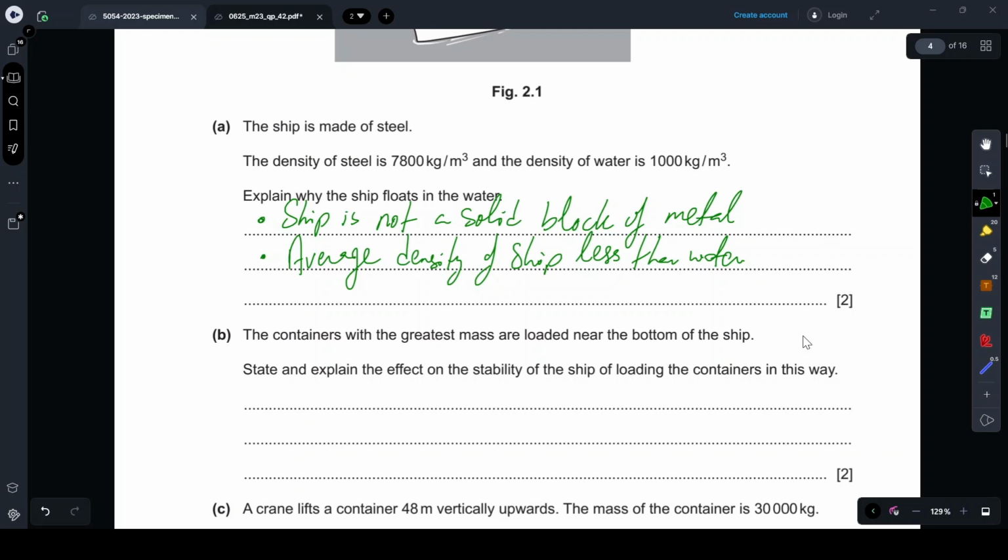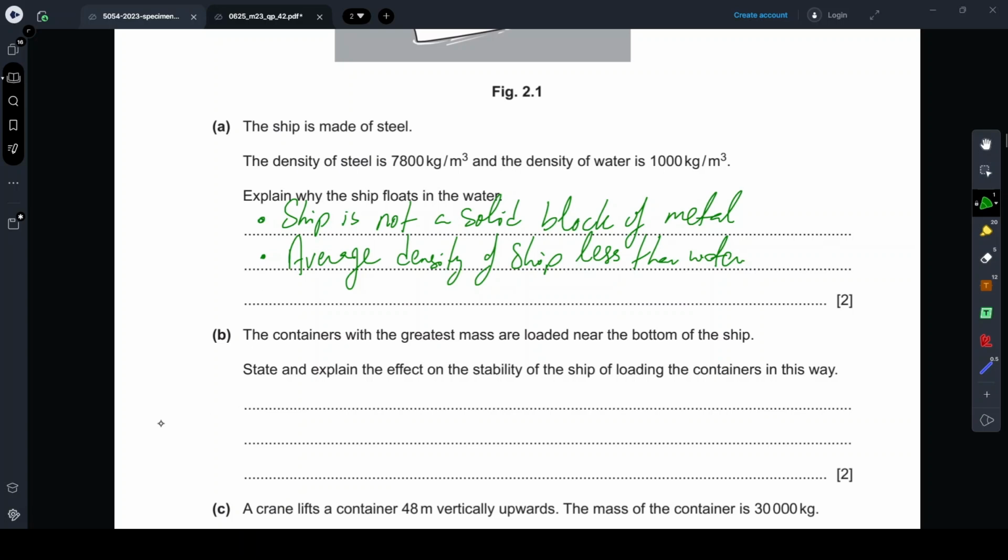Alright, the containers with the greatest mass are loaded near the bottom of the ship. State and explain the effect on the stability of the ship of loading the containers this way. Wait, let me. I don't know this one.